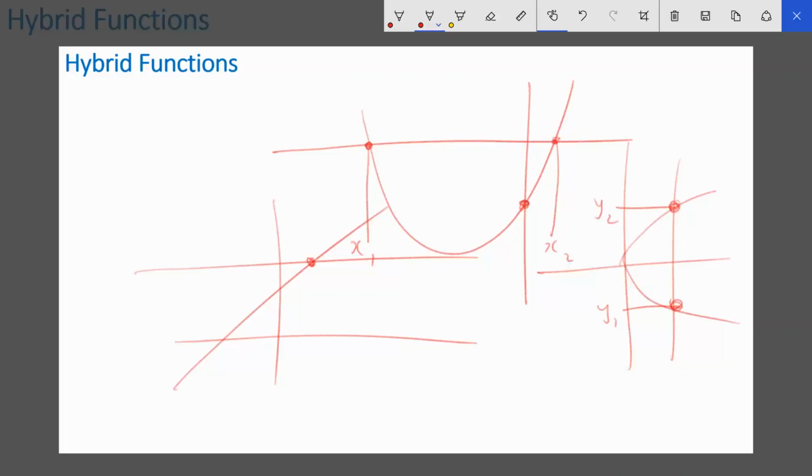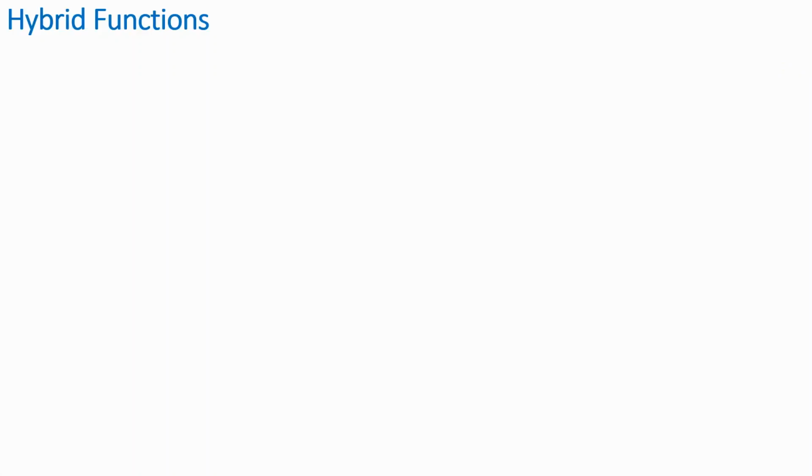Okay, so that recaps part of exercise 1C on what a function is. Now you're moving on to hybrid functions. There are two more parts of 1C: hybrid functions, and odd and even functions.